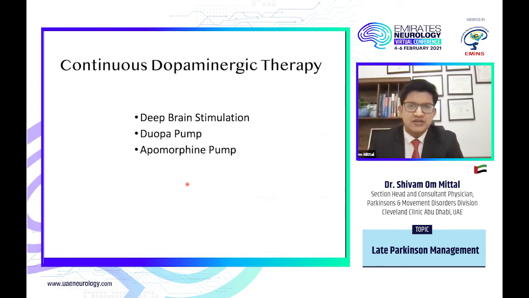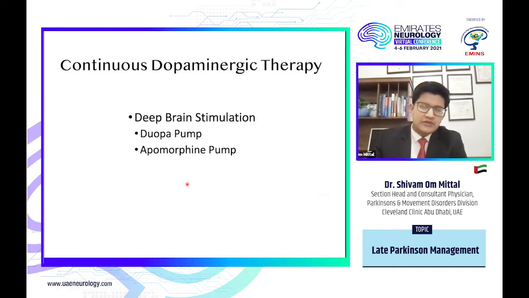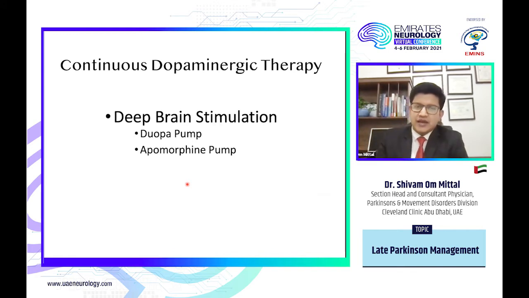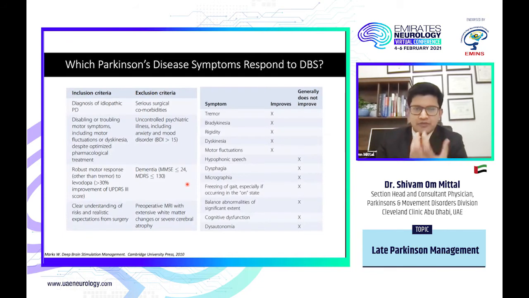Now coming to this very important concept of continuous dopaminergic stimulation. And the main three therapies are deep brain stimulation, the Duopa pump, and the apomorphine pump. First, talking about deep brain stimulation. And many people, I think most of the neurologists, are aware of deep brain stimulation.